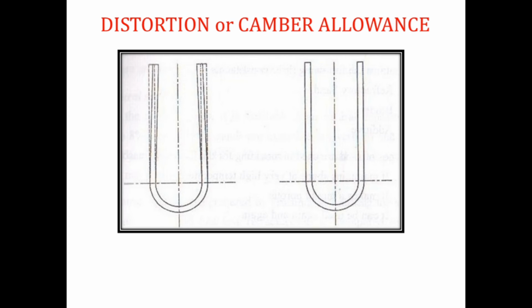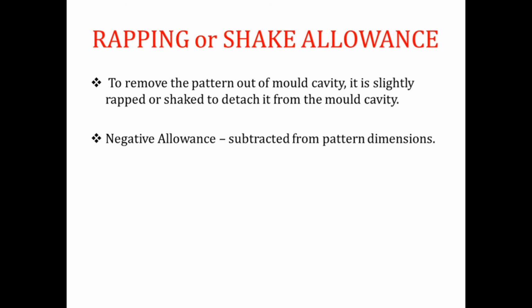Distortion or camber allowance. This allowance is provided on the pattern to compensate for possible distortion of the casting because of the unequal cooling rates of different sections of the casting and uneven internal stresses. Such allowance depends upon the judgment and experience of the pattern maker who understands the shrinkage characteristics of the metal.